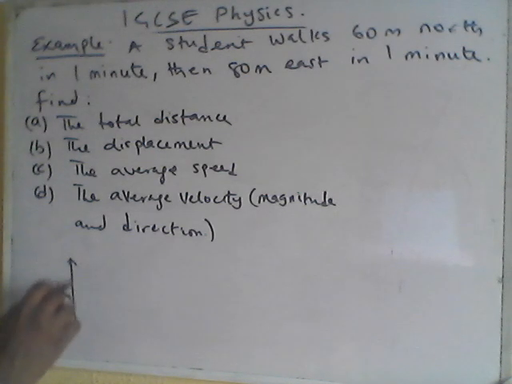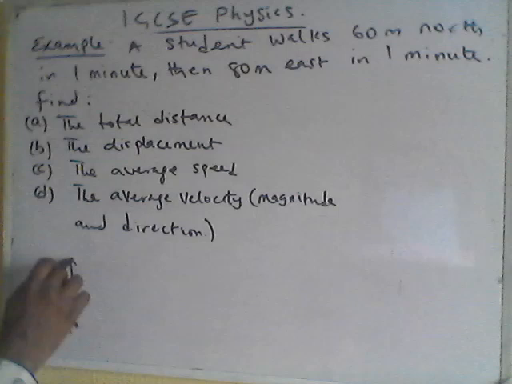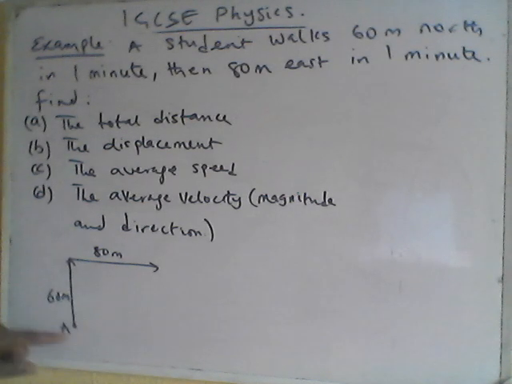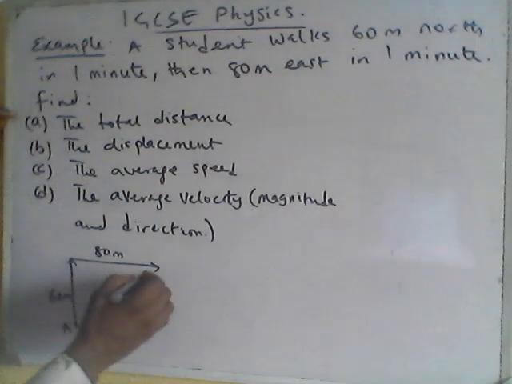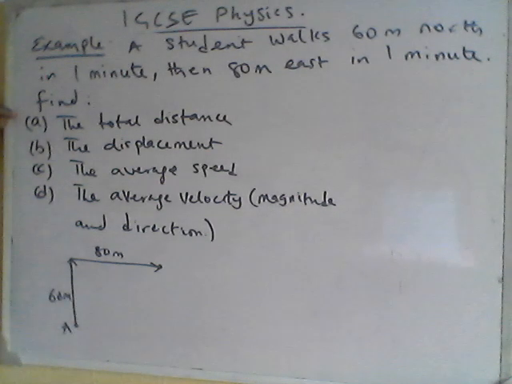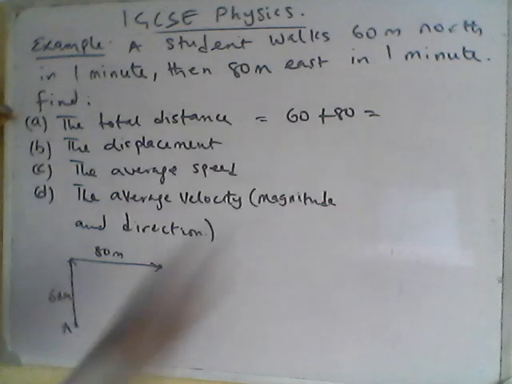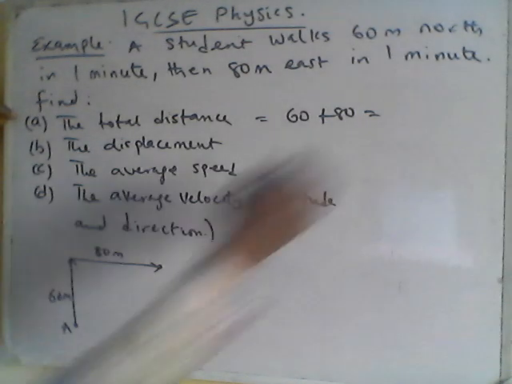And then 80 meters east. So from here again, it moves here, 80 meters east, okay? Also in 1 minute. So this movement from here to here is 1 minute, 60 meters. And from here to here is another 1 minute, 80 meters. Find the total distance covered. Okay, so total distance is a scalar quantity, so it does not depend on the direction. Anyhow it goes, I'm going to calculate everything. So total distance is equal to 60 plus 80. That will give me 140 meters.